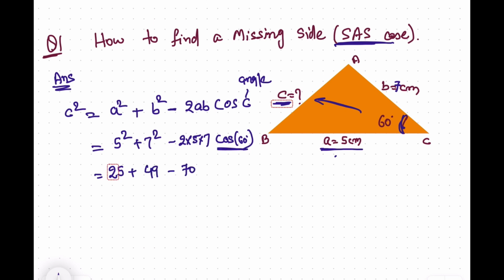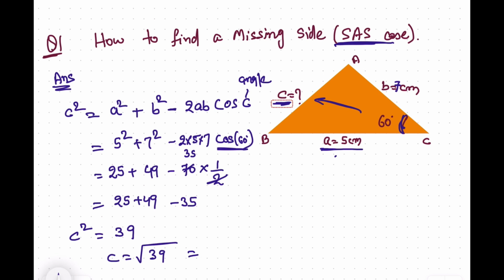So 5 squared is 25, 7 squared is 49, minus 70. Cos 60 is half, it's a special angle, you can remember that. And this will be 35 here, right? So 25 plus 49 minus 35. So we get the answer as 39. This is c squared, and you can find c as the square root of 39. This is approximately 6.24. So this many centimeters can be the answer.